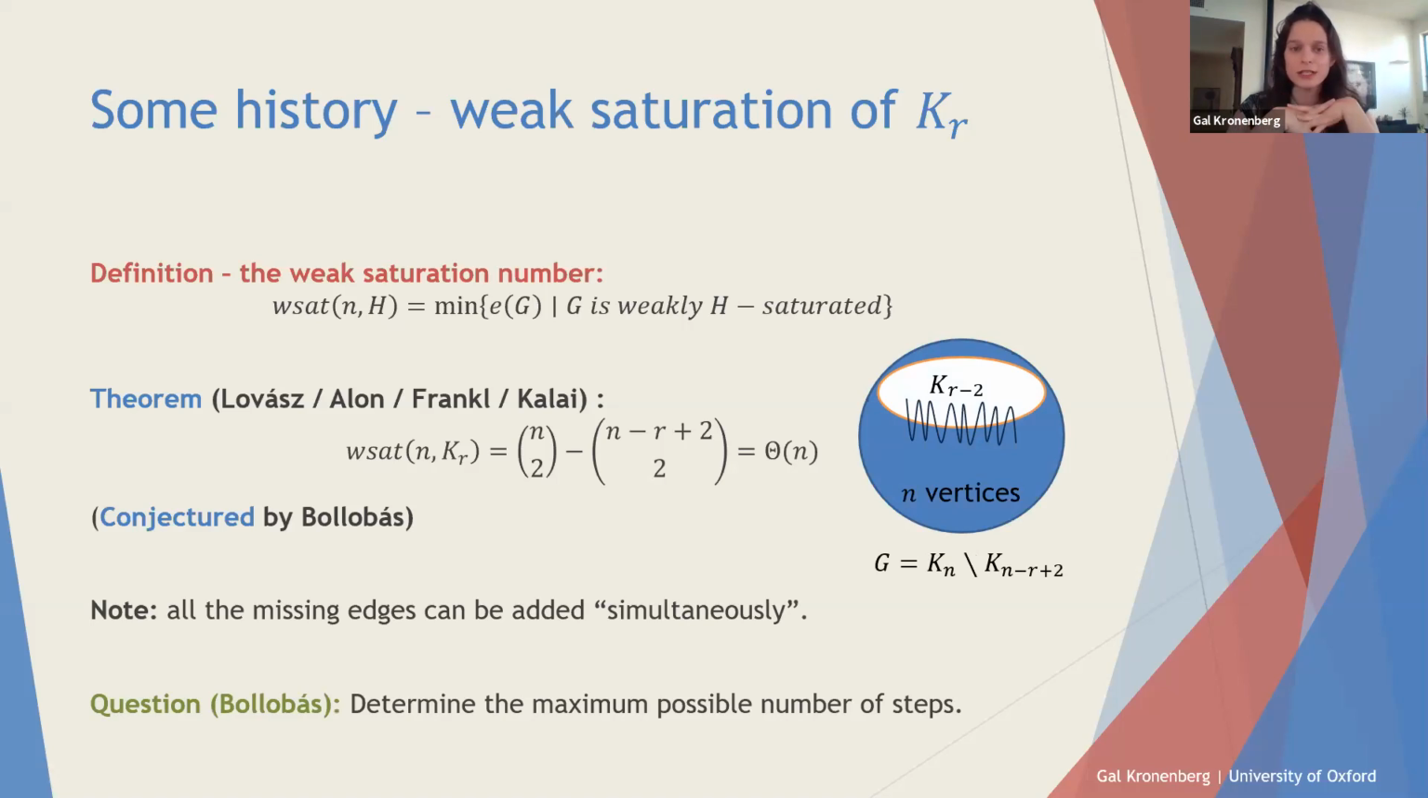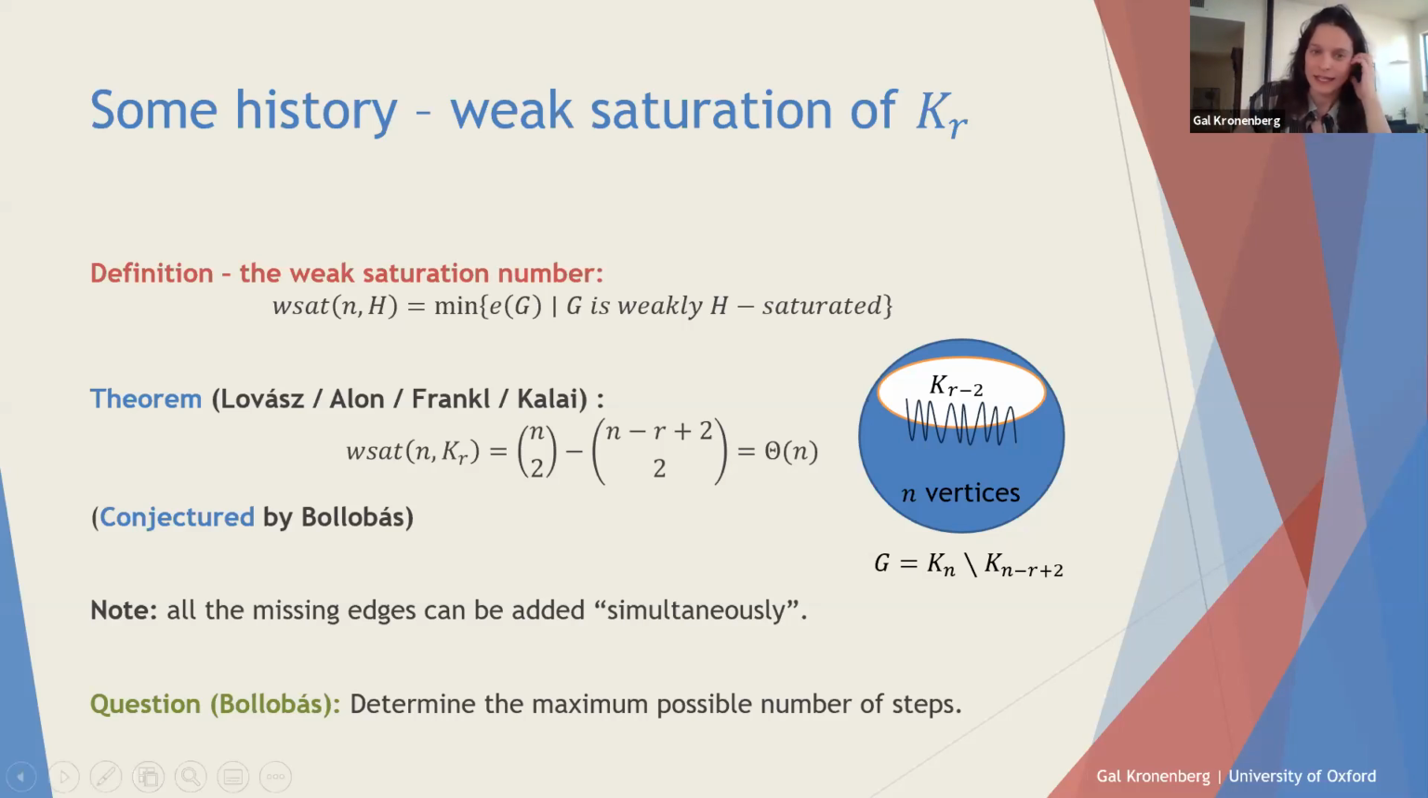Another question that was raised by Bollobás is to determine maybe not the smallest set, but the set that will allow us to percolate in the maximum possible number of steps. Now, I don't want to minimize the size of the initial set of infected edges, but I want to maximize the length of this process. I want to make the spreading as slow as possible, like all governments want to do now.